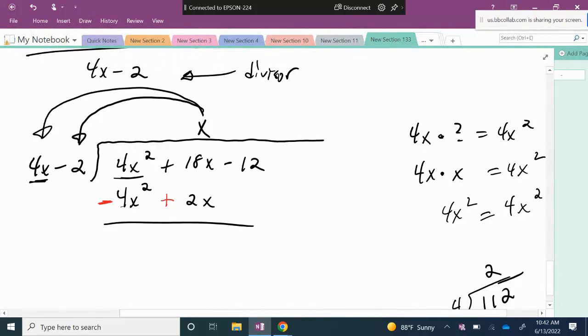All right, so notice what happens when we do that. The first terms, they should always cancel. Right, 4x squared minus 4x squared is 0. And next, I'm going to combine my next two terms. So 18x plus 2x is 20x. And since I have two terms in the divisor, I must maintain two terms. So I'm going to bring down minus 12.